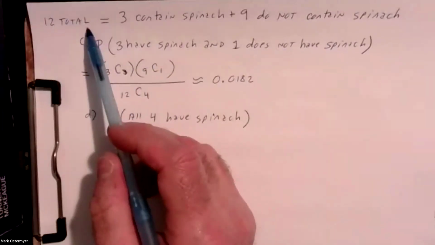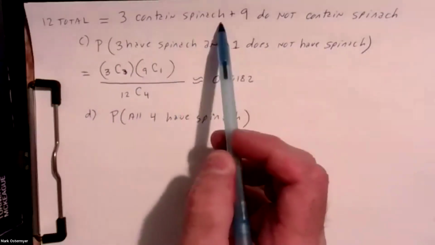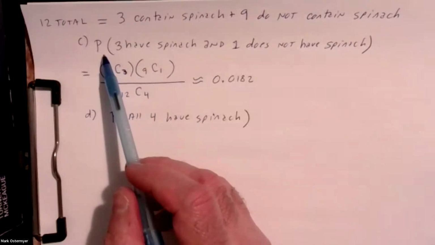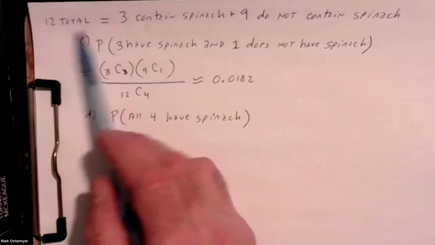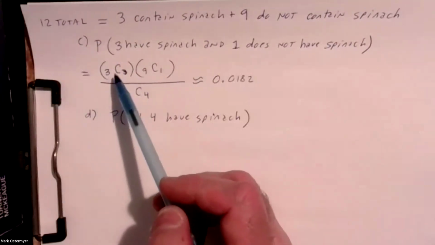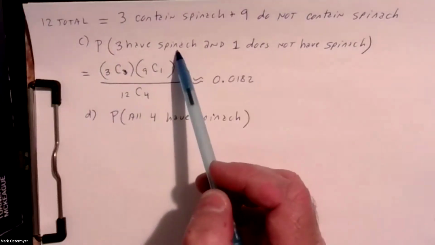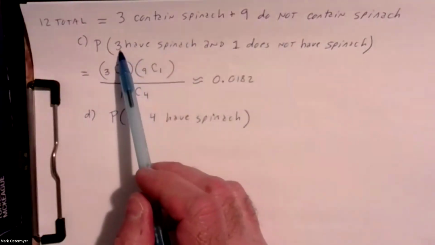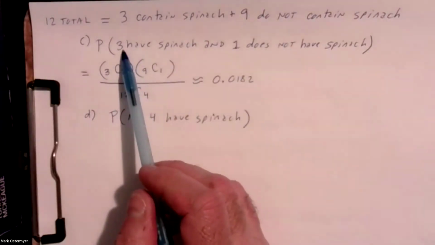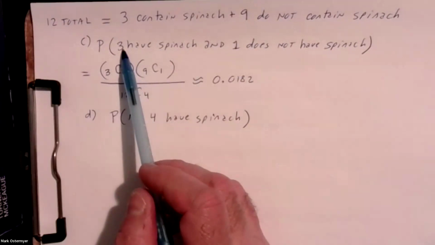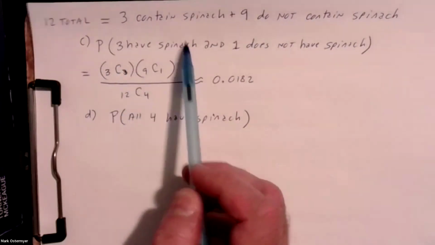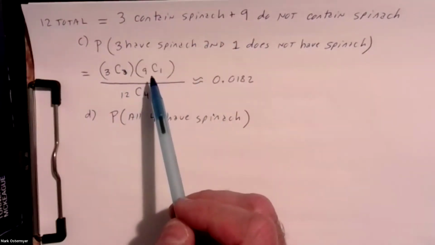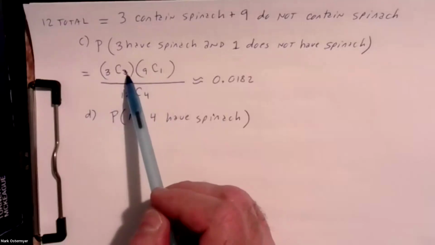We have 12 total entrees to choose from, 3 of which contain spinach, 9 of which do not contain spinach. In C, if we randomly choose 4 entrees from the 12, what is the probability that 3 of those 4 will have spinach and 1 does not have spinach? Well, how many ways can I choose 3 entrees that have spinach from 3 entrees available that have spinach? If order doesn't matter, that'll be 3 in combination with 3 ways. Do you agree?